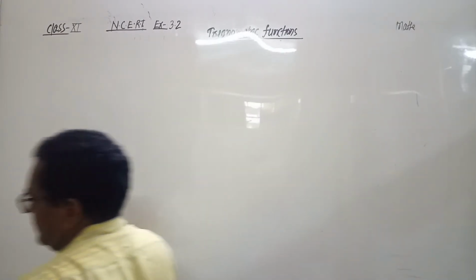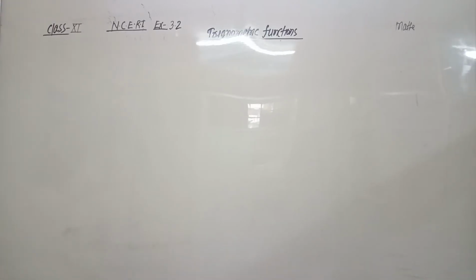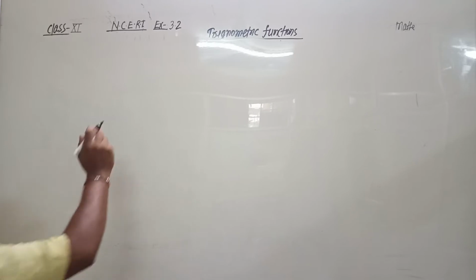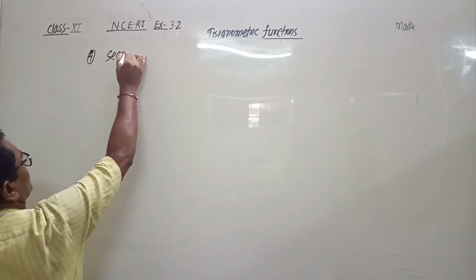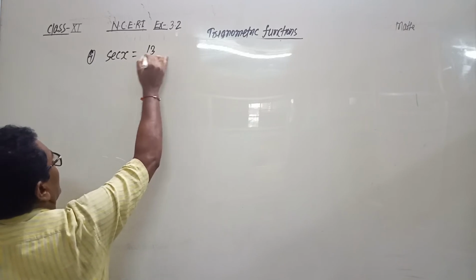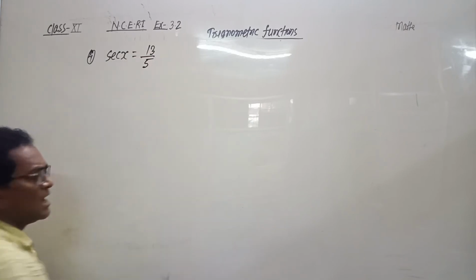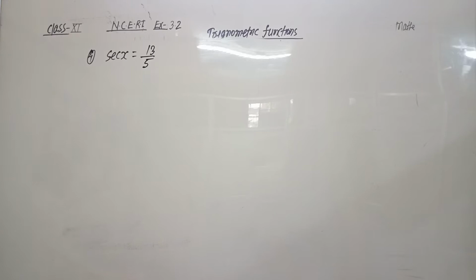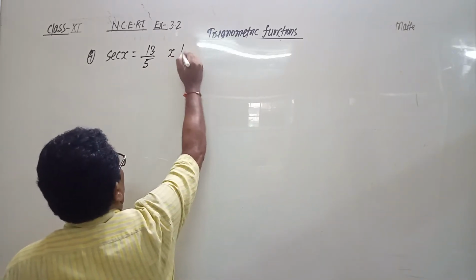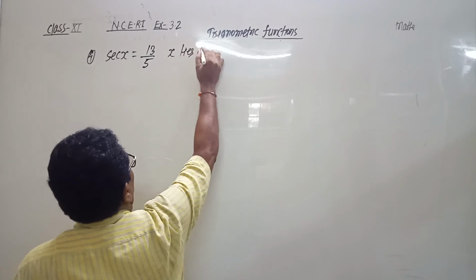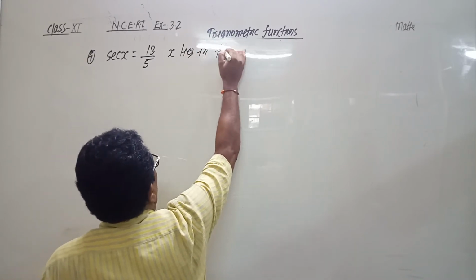Now question number 4. Sec x equals 13/5, and x lies in the fourth quadrant.